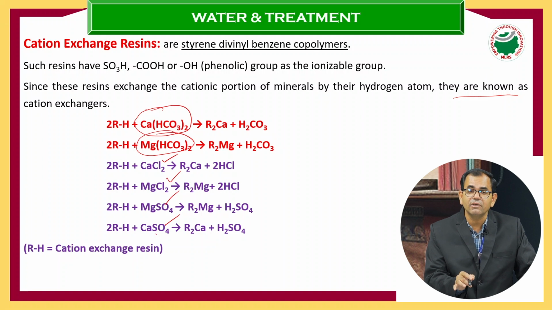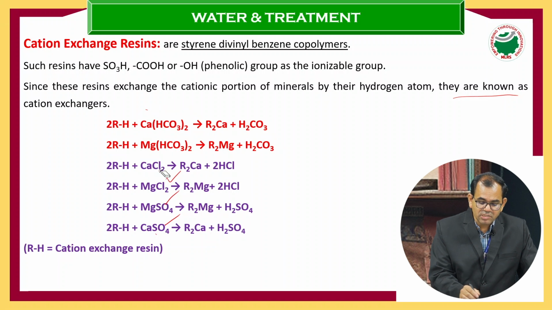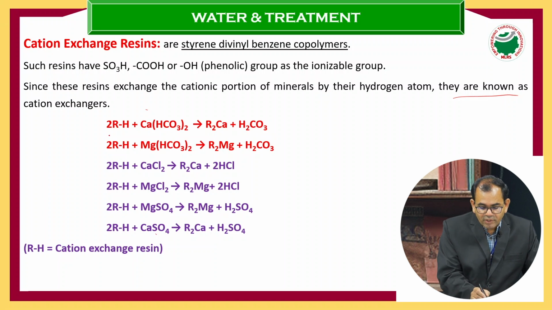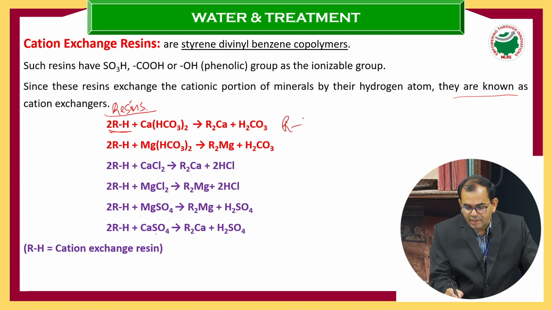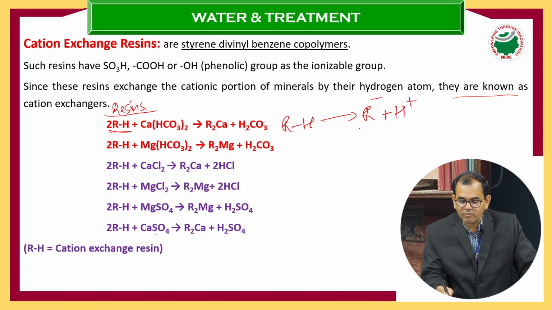Now we are going to feed the water into the boiler. So how can these salts be removed from the water to make the water soft before feeding into the boiler? Whatever the resin is, RH, how is it dissociated? RH gives rise to R minus plus H plus. So what is coming out from the resin? H plus, proton. Proton is nothing but a cation here.